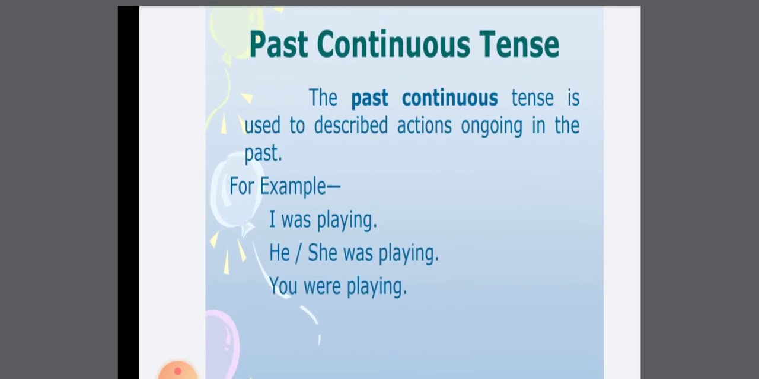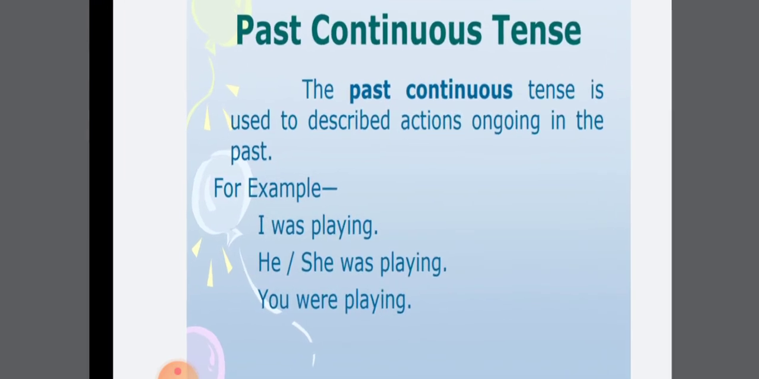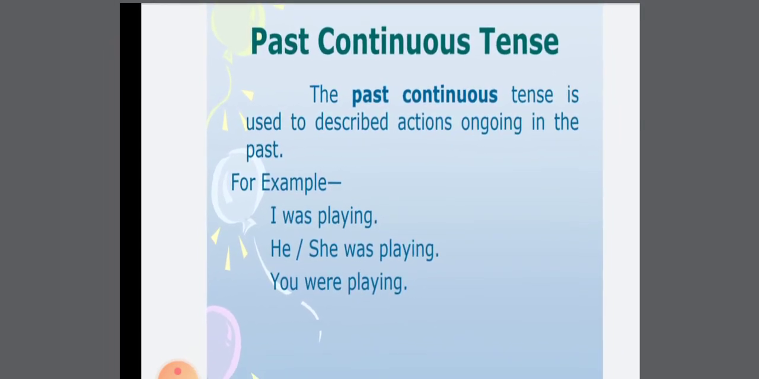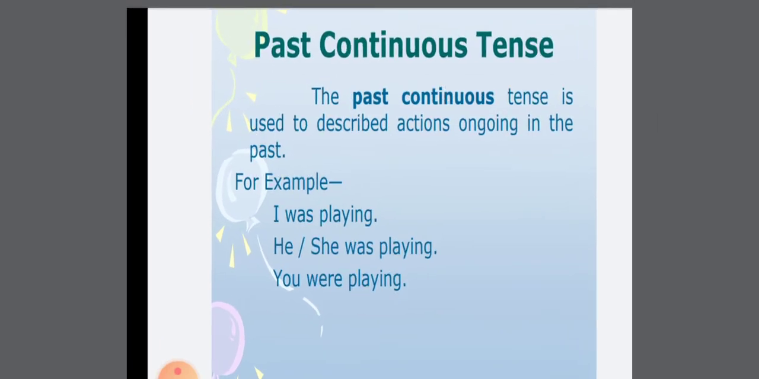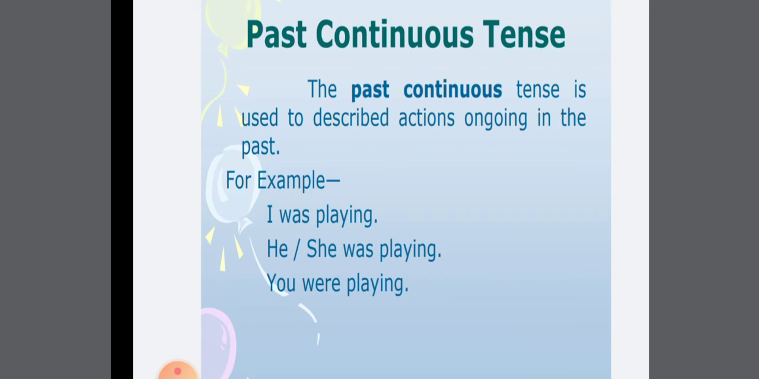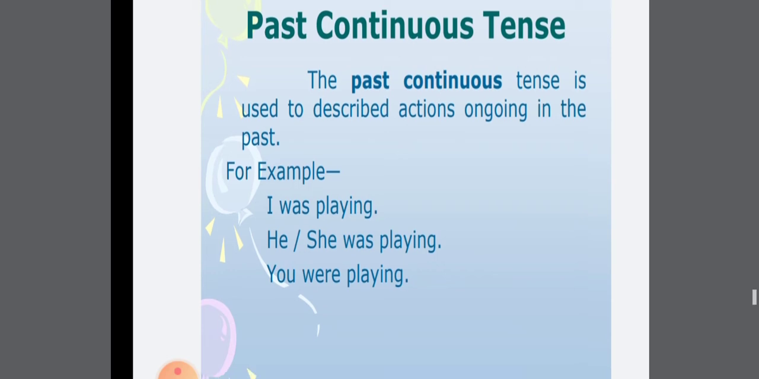Remember, what have we seen? Present continuous tense: an action which is happening in the present reference. Present perfect continuous: an action which has started in the past and is continuing till now. And past continuous: an action which has no reference with the present. It was continuing at a particular time in the past, isn't it? The past continuous tense is used to describe an action ongoing in the past. In the past, at a particular time, this action was continuing, to mean that this is used.